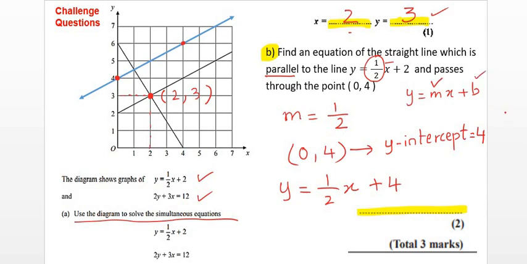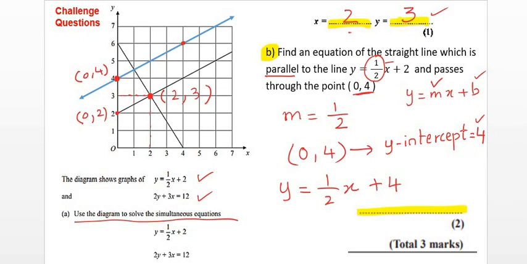From where can I get the y-intercept? Remember, the line that is already given has a y-intercept of 2. That means the coordinates of the point are 0 and 2. And for the new line, the coordinates are 0, 4. That means that point will be here, 0, 4. So the value of the y-intercept will become 4.